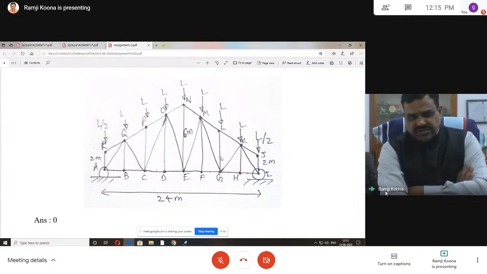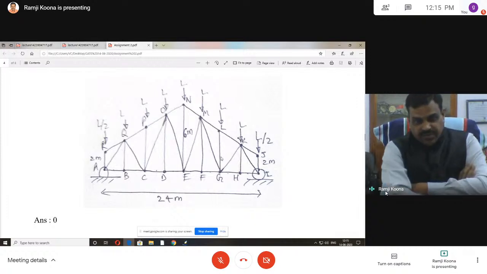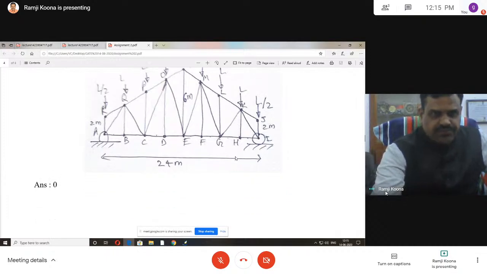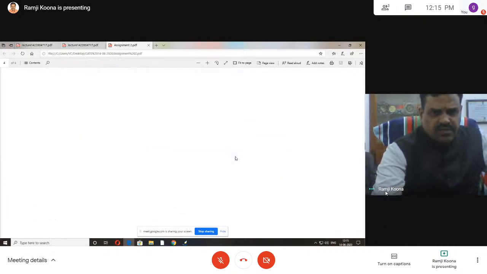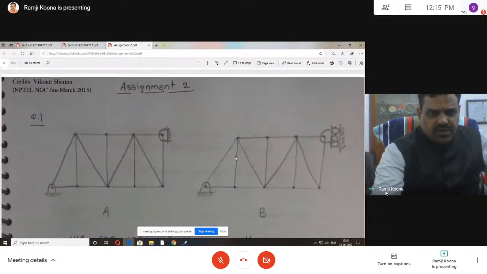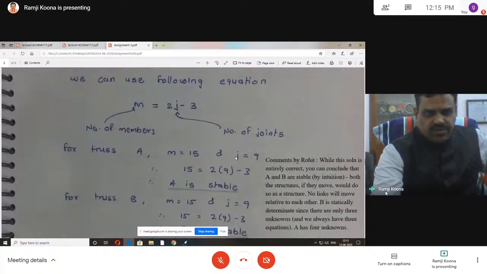Generally what they will ask is to find out the force along a particular member. Each member is a laborious exercise. For a particular member, what is the stress? In that case, first find out the reactions and then try to solve the problem. This is one, and these are the solutions also. This NPTEL material is available. If anybody wants, you can go through it.